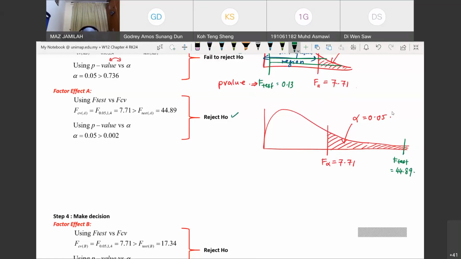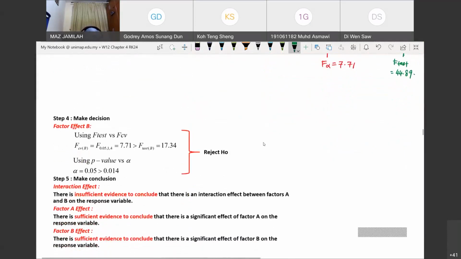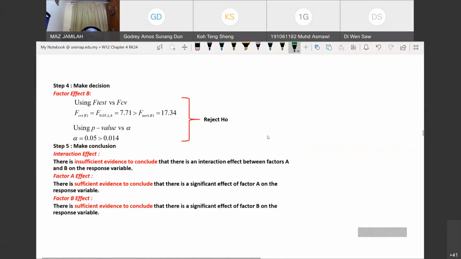we reject the null hypothesis. If you are basing it on the p-value, where is my p-value? This is where my p-value lies, which is very small, that is 0.002, and my alpha is 0.05. So class, in this case, what you can do next is test for factor B. Since factor A is significant, since we reject the null hypothesis, then we follow with the factor B effect. See whether we can prove that it is significant or not.